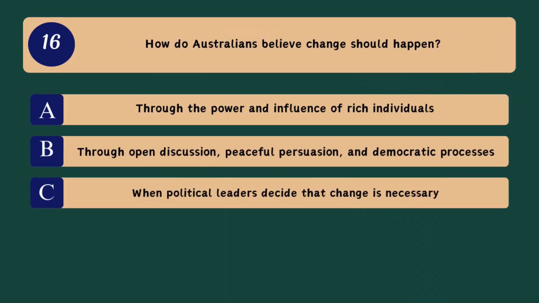Question 16. How do Australians believe change should happen? A. Through the power and influence of rich individuals. B. Through open discussion, peaceful persuasion, and democratic processes. C. When political leaders decide that change is necessary.